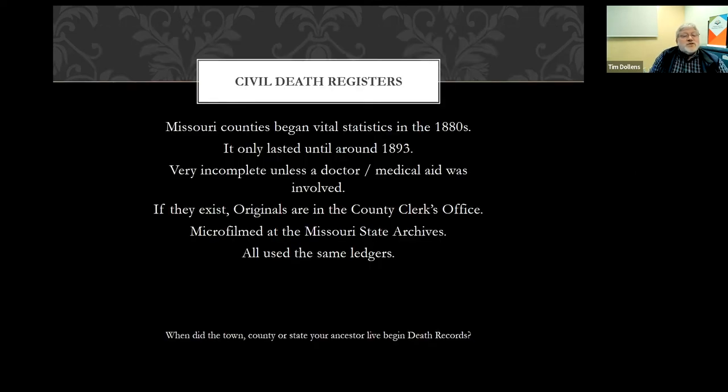Again, civil registries began in the 1880s. However, St. Louis and Kansas City had them in the 1840s and 50s. So their records are all mostly on microfilm or in their offices, and they've been indexed and computerized, which we can go look at the index. But again, if you know where your person lived, whether it's a county or state, you should definitely go and look for where the death records are from the civil records that exist.